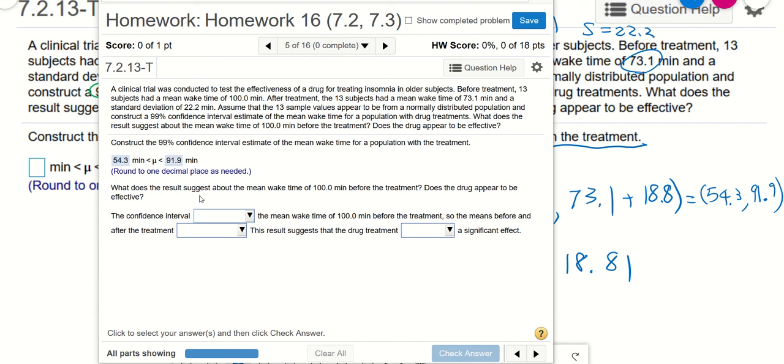All right, now let's look at the second question. What does the result suggest about the mean wake time of 100 minutes before the treatment? Does the drug appear to be effective? If you look at this interval, it does not include 100 minutes. So the confidence interval does not include 100 minutes, so the mean before and after the treatment are different, right? And the results suggest that the drug treatment has a significant effect.